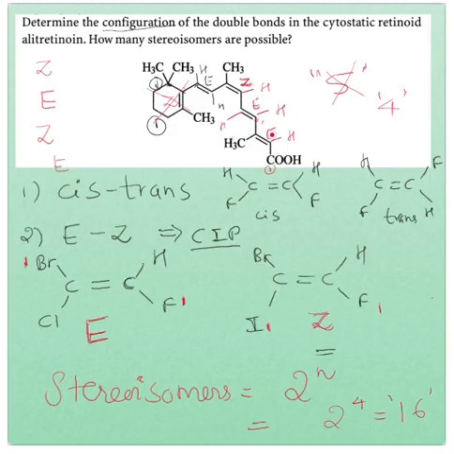So this is how you identify the configuration and predict the total stereoisomers possible for the given molecule.